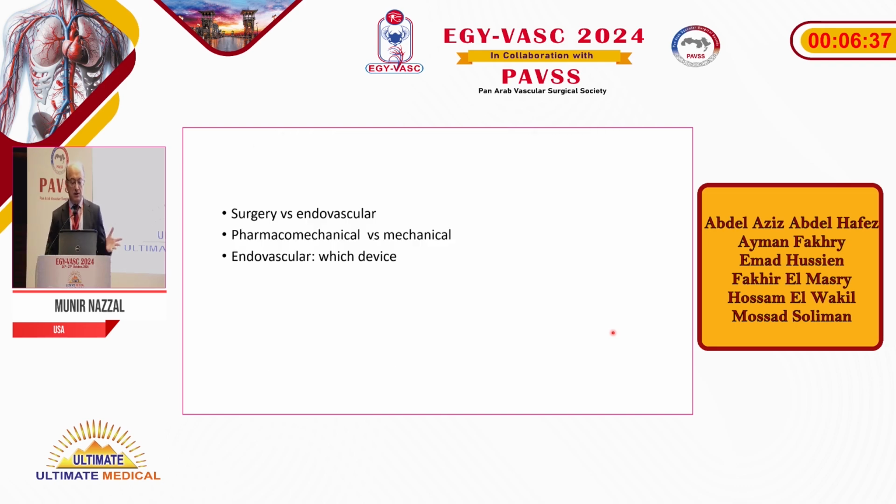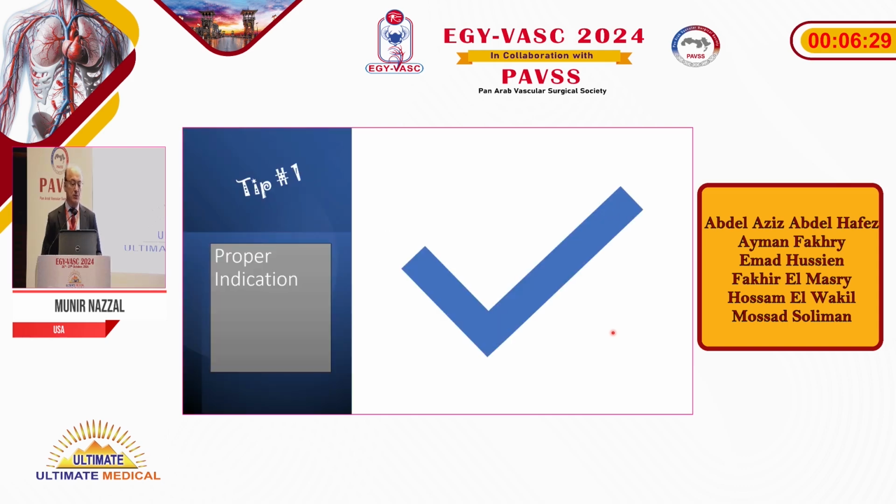So these are the treatment options: surgery versus endovascular, pharmacomechanical versus mechanical, and which endovascular device to use. I'm going to give tips for the percutaneous thrombectomy, not the open. The first step, you need the proper indication. As Stefan's lecture showed, if you do it for the wrong indication, you will not achieve symptom relief and you will not reduce the PTS.